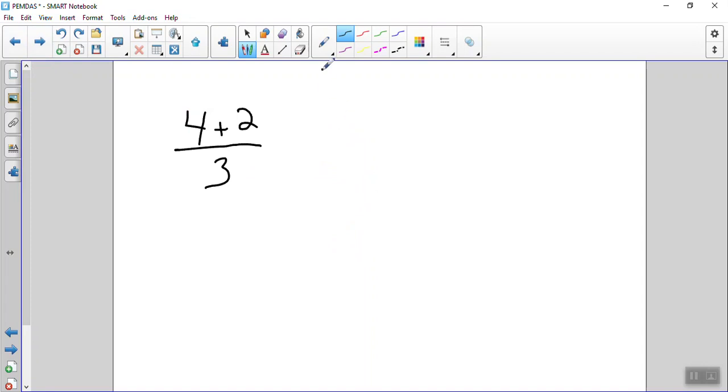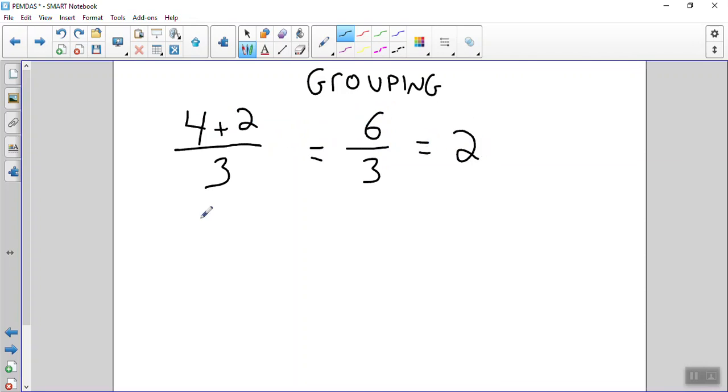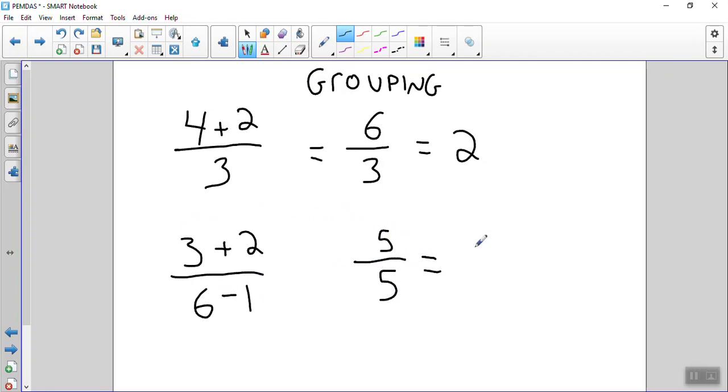Another way that this is also part of the grouping is the top part of a fraction bar and the bottom part are each their own group. So in order to solve this one, you would have to do the 4 plus 2 first. That would be 6. And now do 6 divided by 3, which is 2. This would work both ways if there was a group on the top and a group on the bottom. You have to do the top first. 3 plus 2 is 5, and then do the group on the bottom. 6 minus 1 is 5, and then do the division. 5 divided by 5 is 1.